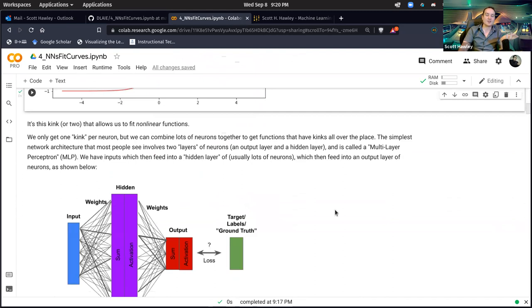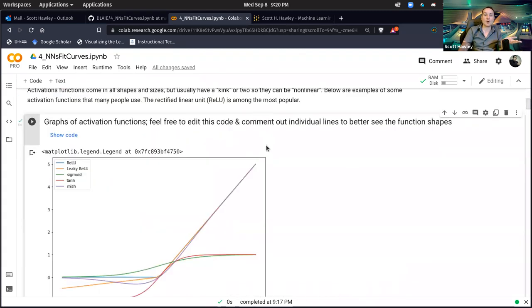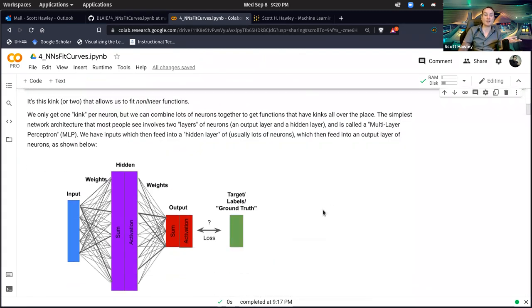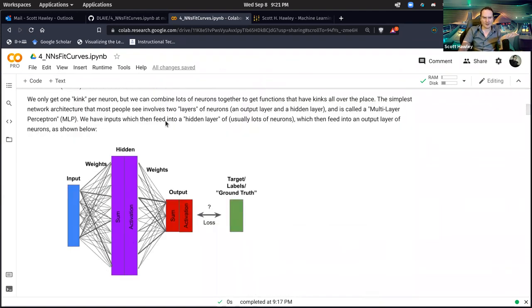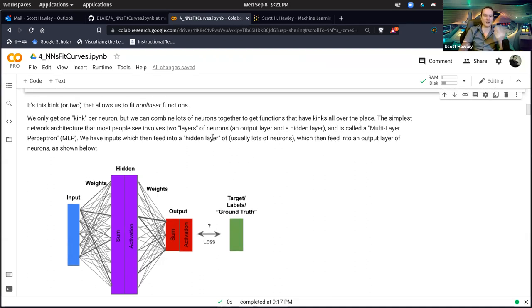All right. So I'm going to walk you through this pretty quickly. So that's just one neuron. Then we can put a whole bunch of neurons together. This is kind of the primordial neural network that most people see and talk about. We call it a multi-layer perceptron, or MLP. You've got some inputs. Sometimes we'll call that an input layer. And you've got some outputs. We may call that an output layer. And we've got a hidden layer of neurons here.